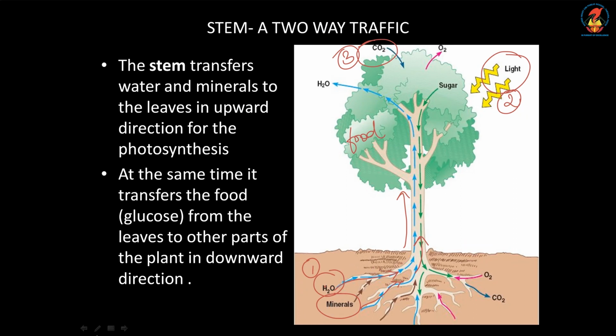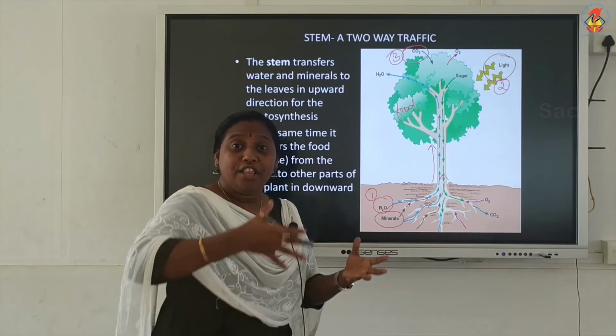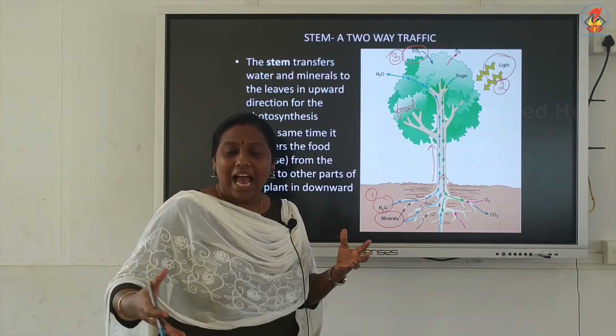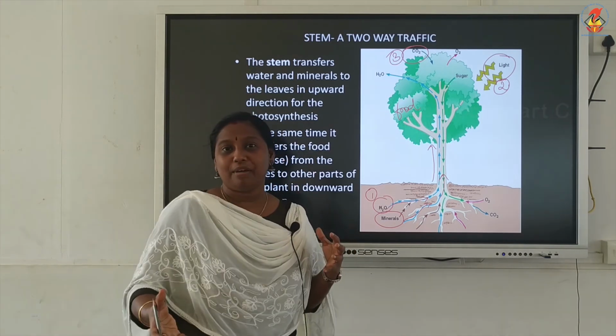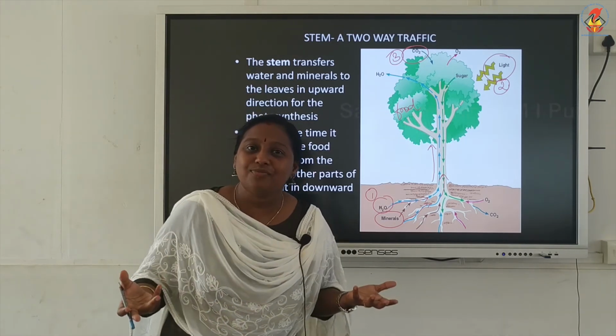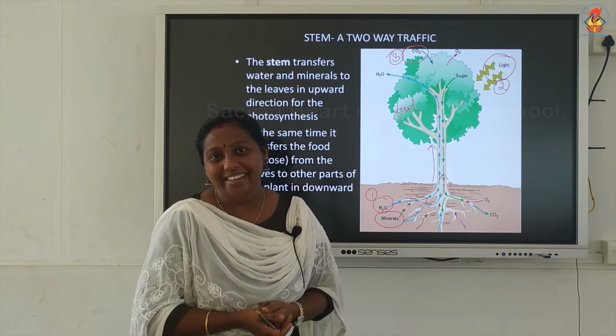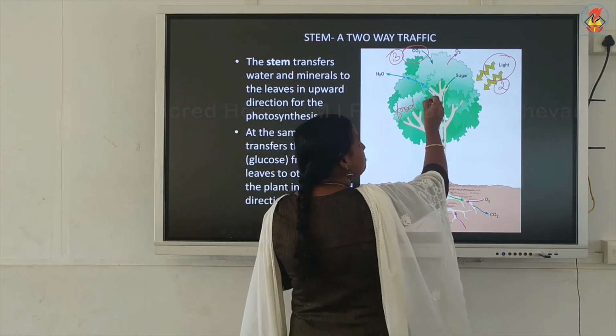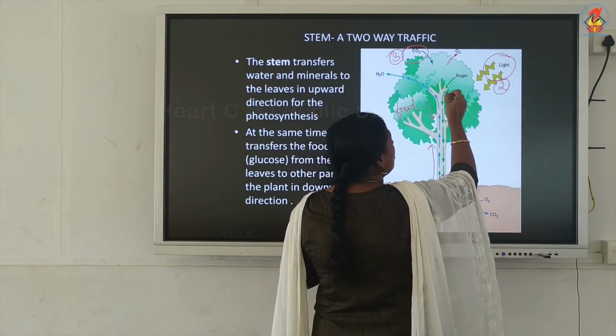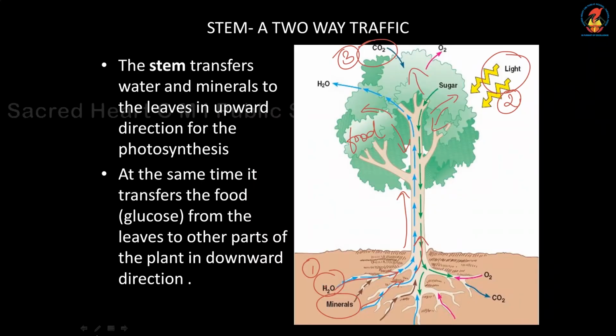Clear? Now, after preparing the food, what will the leaf do? From the leaf, the food has to come out and it has to reach all other parts of the plant, isn't it? Who will take this food to each and every part of a plant? Again, the stem will be taking. Okay, so the food which is prepared from all the leaves will be going to all the directions. Okay, a little bit of food will be taken by the stem also.